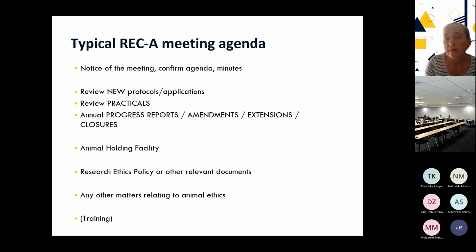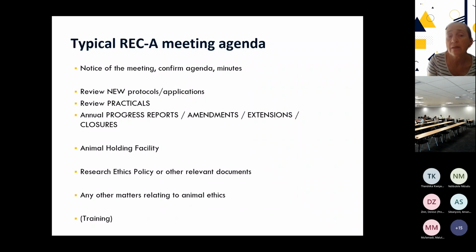Then also practicals that are conducted in the BSc programs. If animals are involved, if animals are sacrificed or killed, then that practical also needs to be approved by the Animal Ethics Committee. And then obviously also there's annual progress reports. Sometimes there's amendments, extensions, where a study is carrying on longer, and then also closing the study. Our committee also looks at the animal holding facility on campus, and then any other relevant ethics documents we discuss. So recently we've looked at the revised research ethics policy of the university, and we had the opportunity to comment on that. And then any other matters relating to animal ethics.